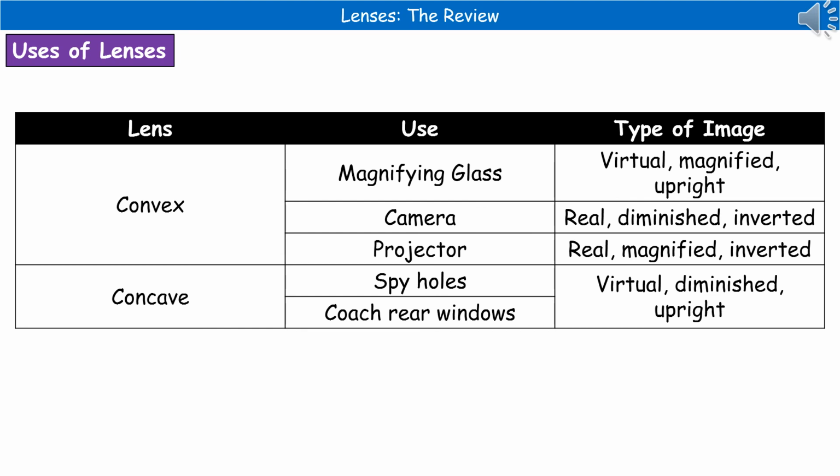If we have our convex lens in a projector, then it's a real image that's magnified, so it's made bigger, but it's still inverted. Next type of lens is our concave lens, which we've got two examples for, spy holes and the rear windows on coaches. But they both generate the same type of image. It's a virtual image that's diminished, so it's smaller, but it's upright. Hopefully at the end of this video you can now use ray diagrams to show the similarities and differences between convex and concave lenses, and you can describe what we use those different types of lenses for.